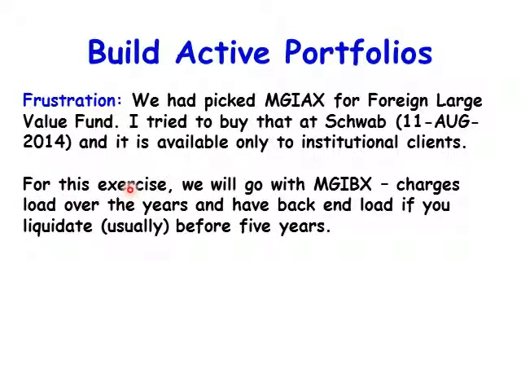Let's continue. For this exercise, we'll go with the same fund with B shares, which charges load over the years. Instead of charging a front load, it charges 1% a year until the load has been paid in. If you sell the fund too soon, usually before 5 years, there is a back end load of the load you have not paid already. This allows you to get in without a hefty load charge in the front.